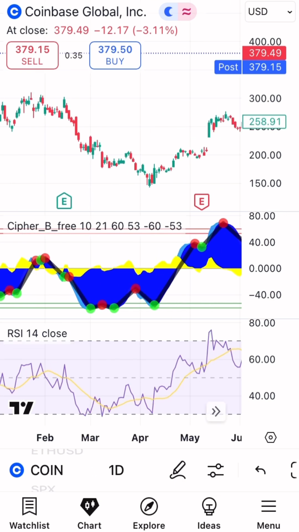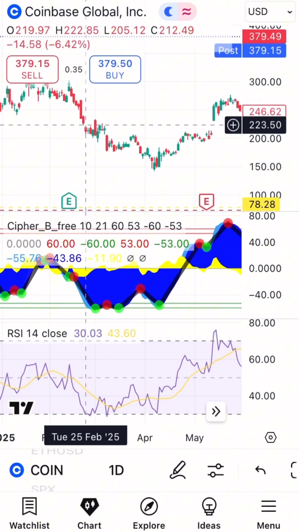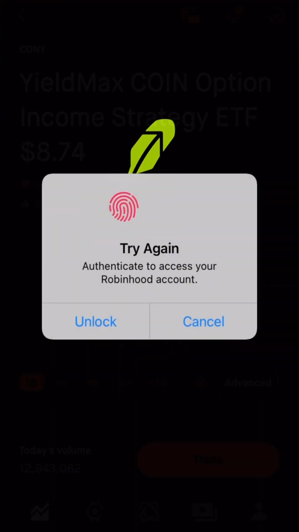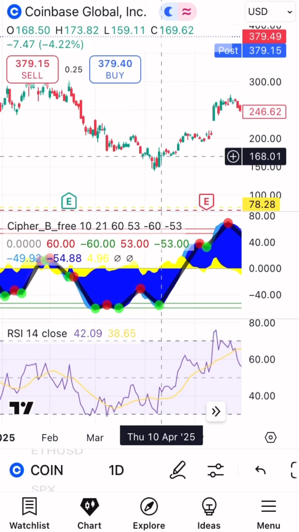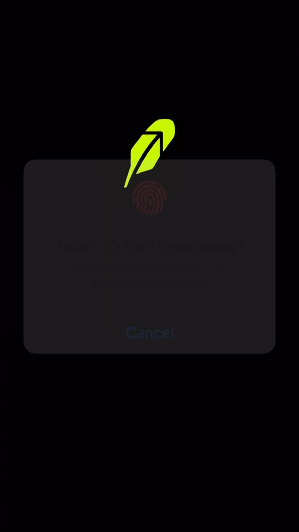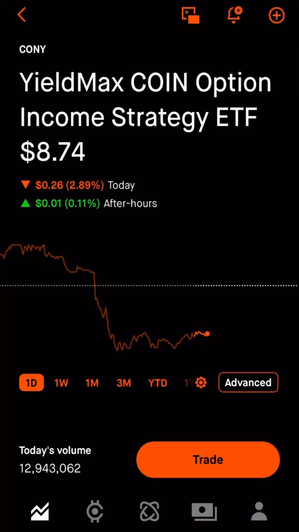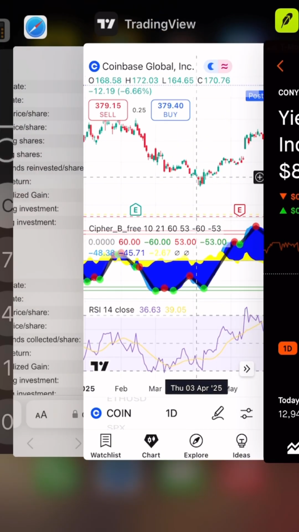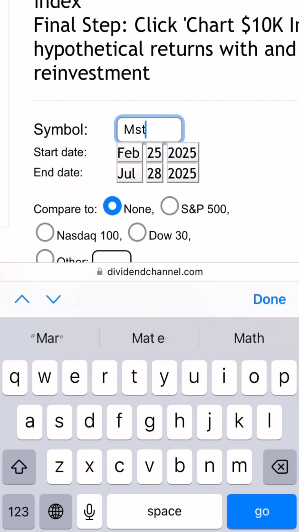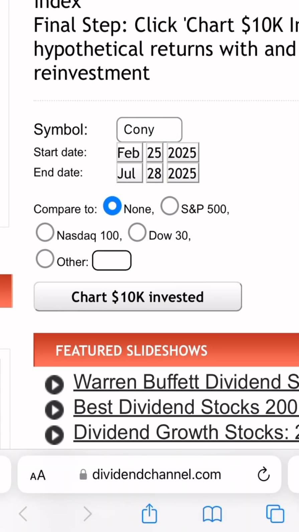Okay, Coin. So again, you have to know the rules. So below 30, it would be February 25th again. So as you can see, it wasn't the perfect bottom because it went more down, but it's okay. You could get it right there. You could hold it. So Coney. Okay, it's the same date. Coney, right? Okay, everything's good.